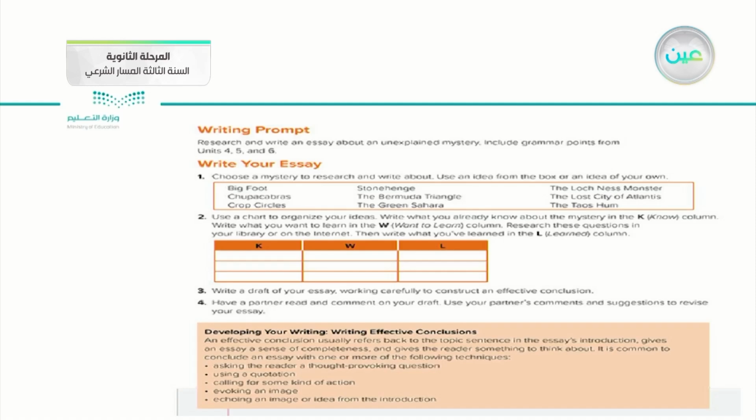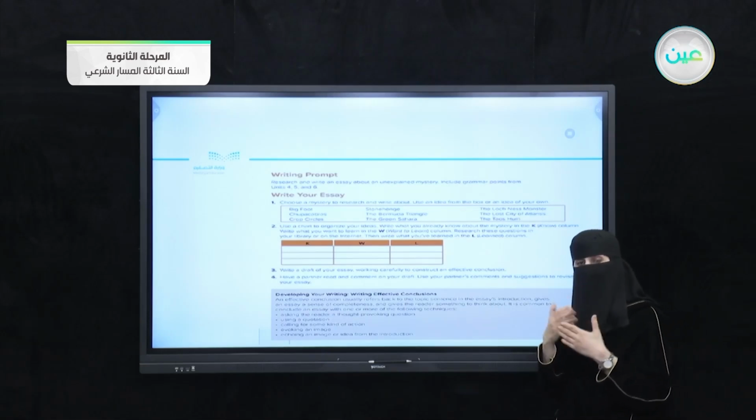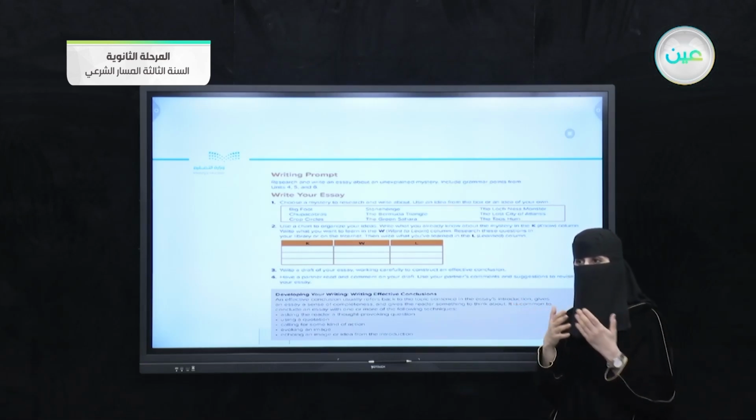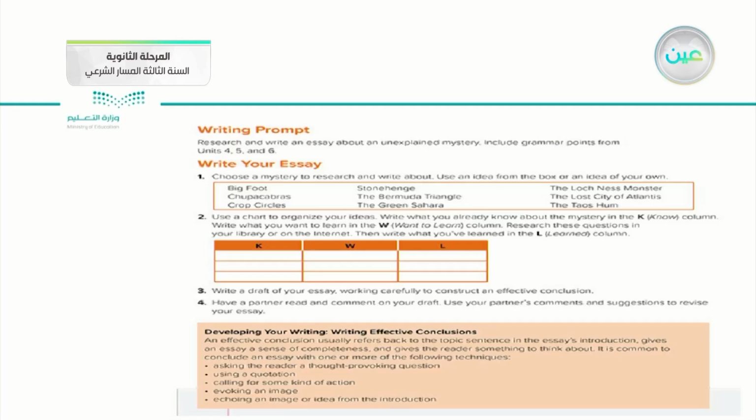Give an essay a sense of completeness and give the reader something to think about, such as a question, a quotation, and so on. This makes the reader of your essay think, and by deep thinking or critical thinking, as we call it, ask himself or herself what the real answer to that question is. And it is common to conclude an essay with one or more of the following techniques. These are some techniques for the conclusion.